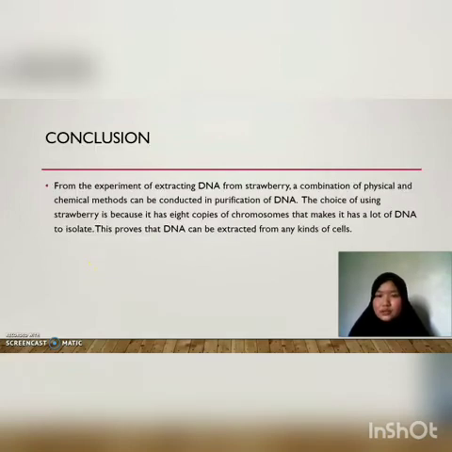And for the conclusion, from the experiment of extracting DNA from strawberry, the combination of physical and chemical methods can be conducted in purification of DNA. The choice of using strawberry is because it has 8 copies of chromosome, that means it has a lot of DNA to isolate. This proves that DNA can be extracted from any kind of cell.